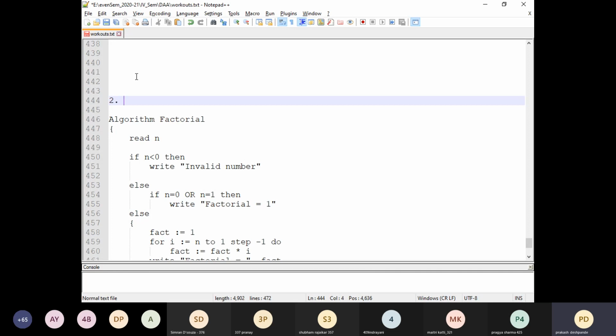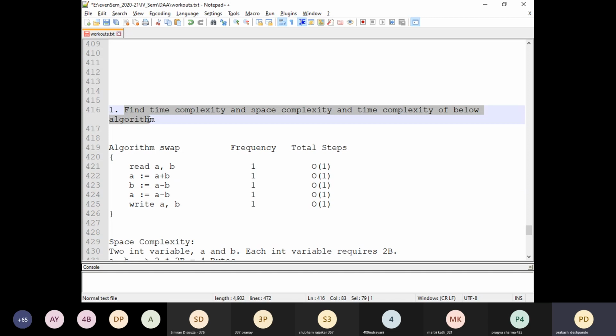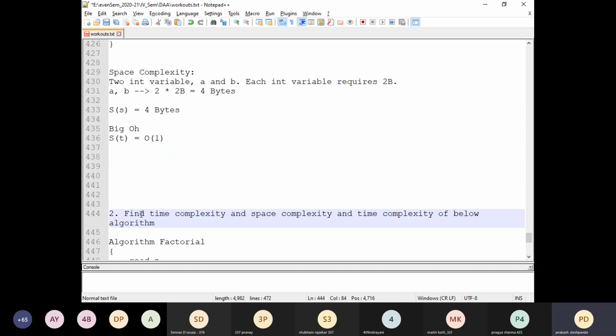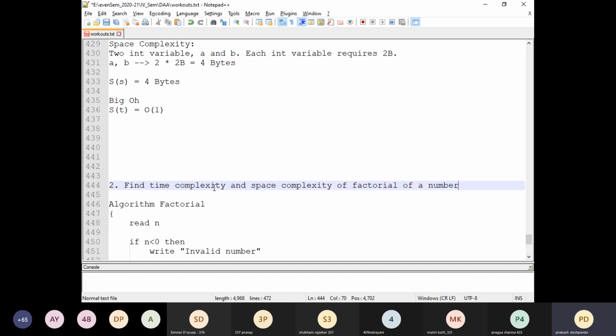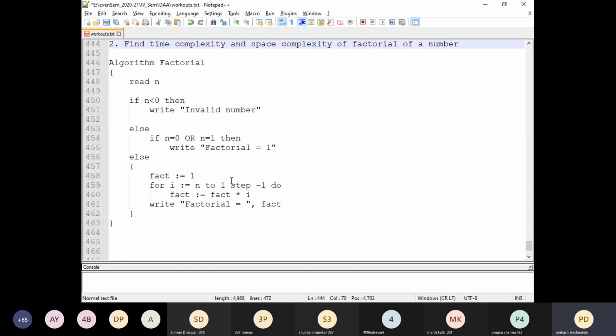Exercise 2. Find time complexity and space complexity of factorial of a number. Now, from the point of view of examination, you may get a question like this: find the time complexity and space complexity of factorial of a number for 5 marks. So your answer should be writing the algorithm, and then calculating the time complexity and then the space complexity.